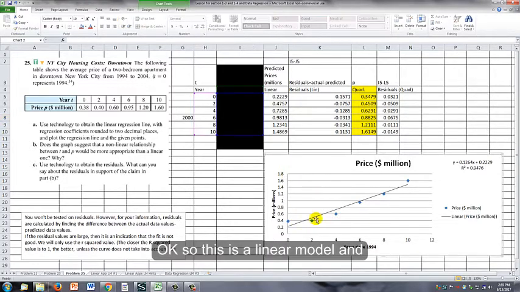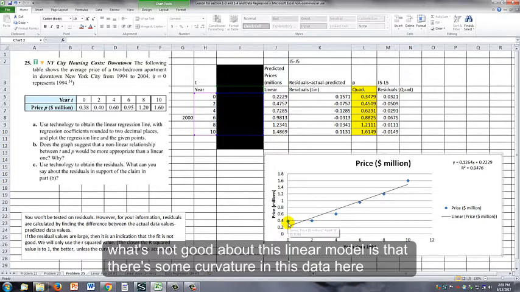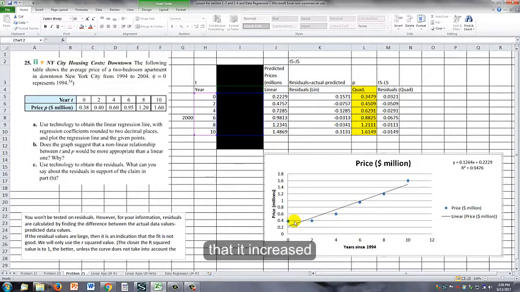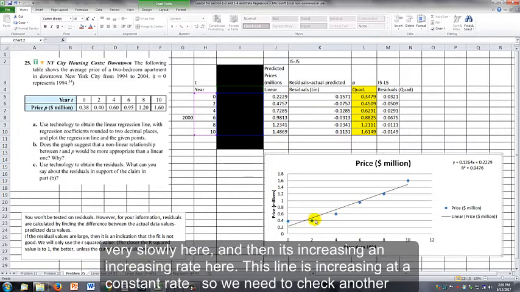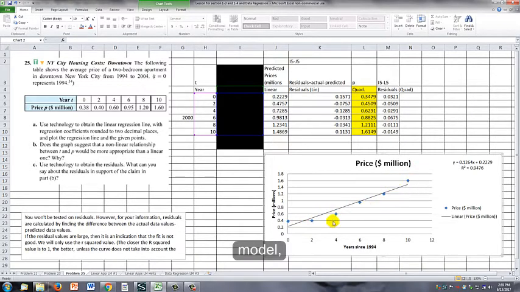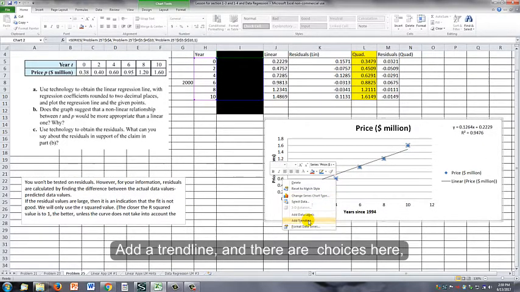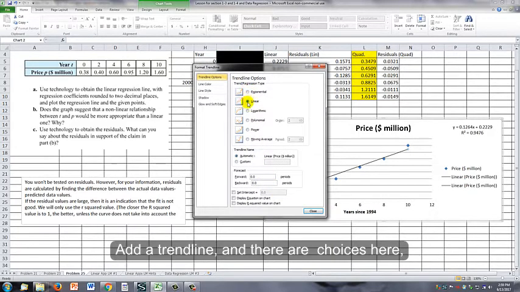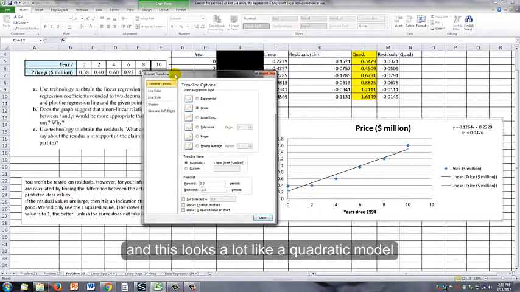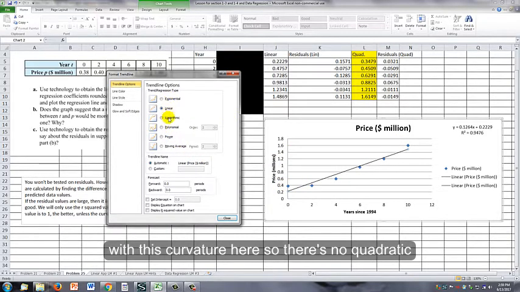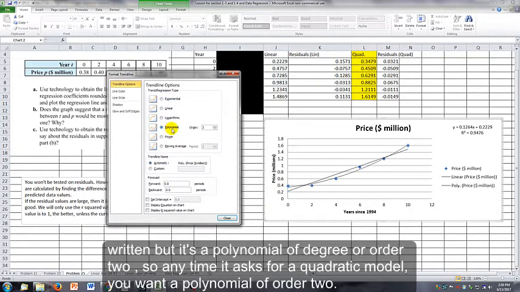Okay, so this is a linear model, and what's not good about this linear model is that there's some curvature in this data here. It increased very slowly here, and then it's increasing at an increasing rate here. This line is increasing at a constant rate. So we need to check another model, and so we're going to right click on the data, add a trendline, and there's choices here. This looks a lot like a quadratic model with this curvature here. There's no quadratic written, but it's a polynomial of degree or order 2. So anytime it's asked for a quadratic model, you want polynomial order 2.